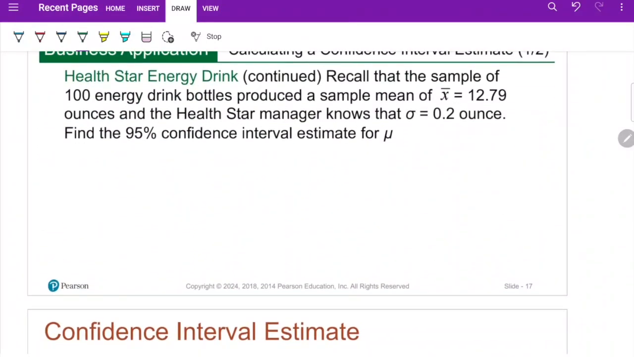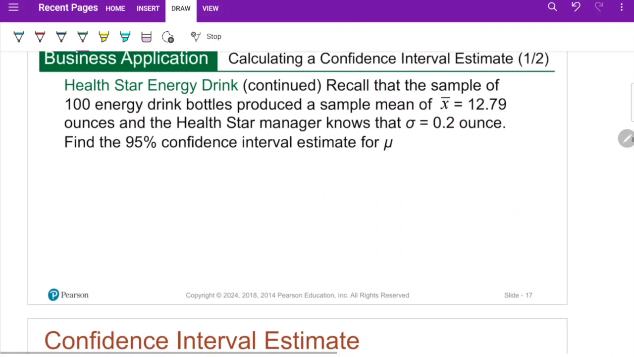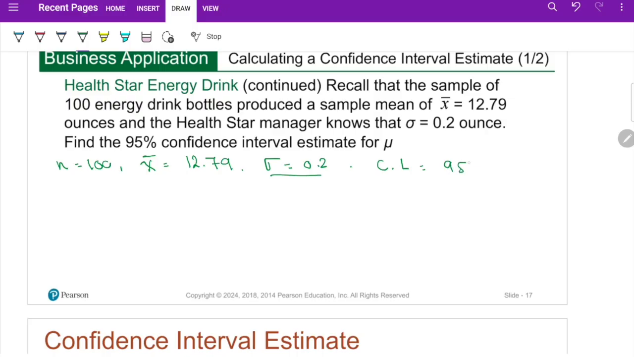In the previous example that we did, the sample we took is 100. So this is my little n. Our sample mean was 12.79, and the standard deviation of the population is known, it's given to us. And the confidence level is 95%. So let's find the confidence interval.